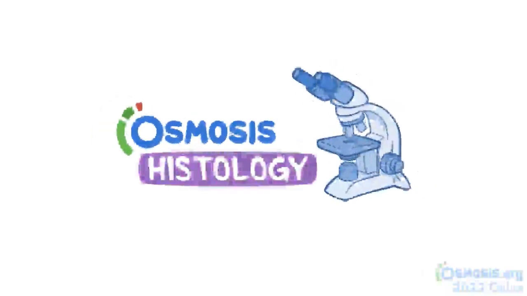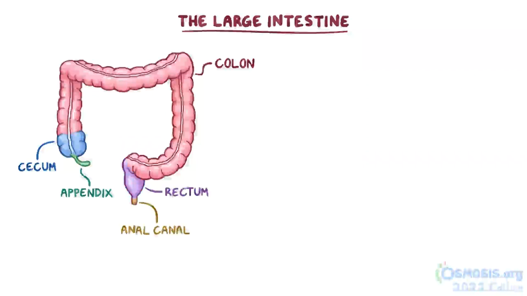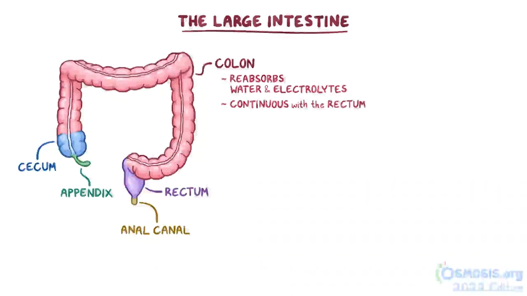Now, let's get a closer look. The large intestine consists of the appendix, cecum, colon, rectum, and anal canal. The colon is mainly responsible for reabsorbing water and electrolytes from the feces within its lumen. The colon is continuous with the rectum, where the feces is stored before defecation.